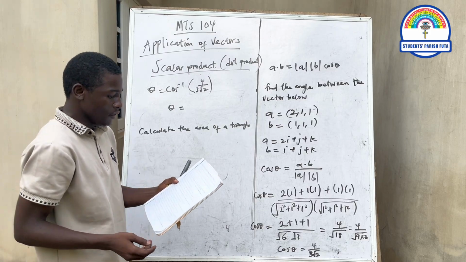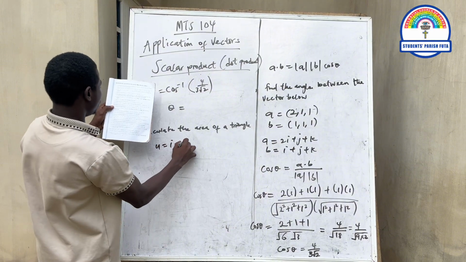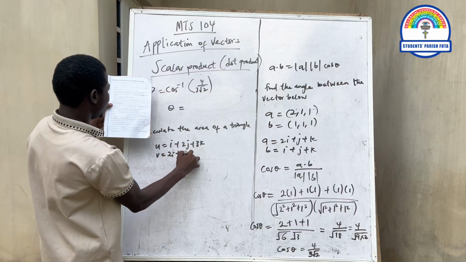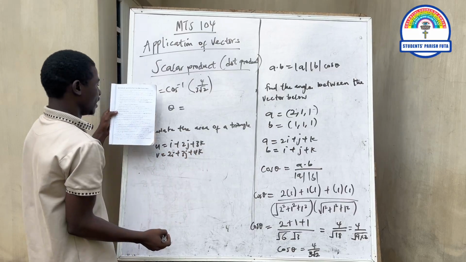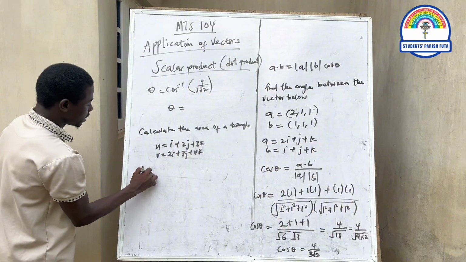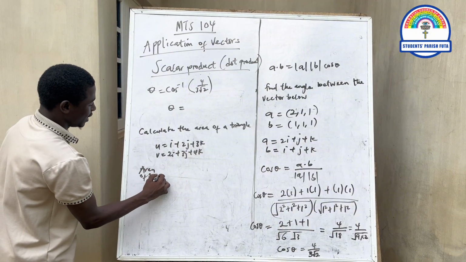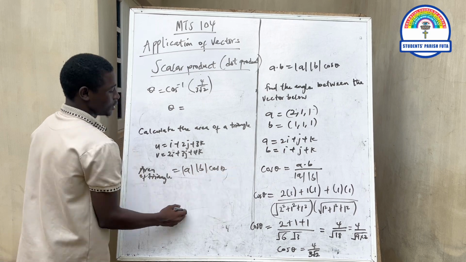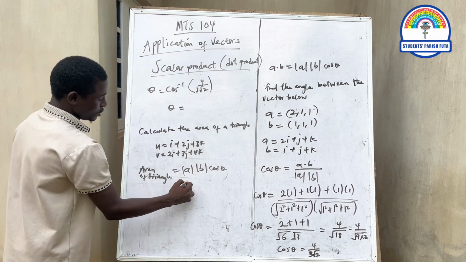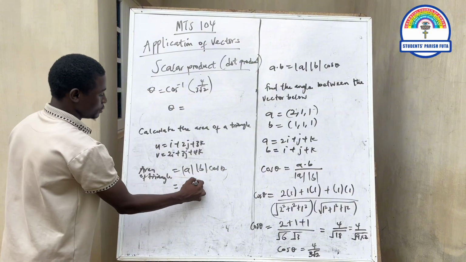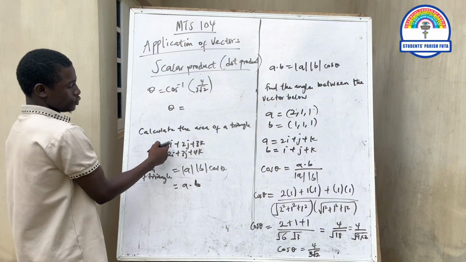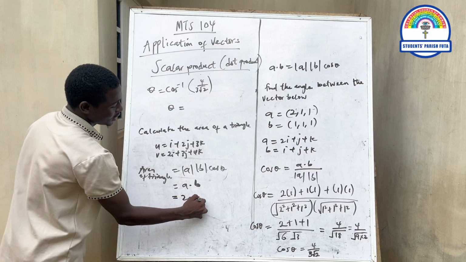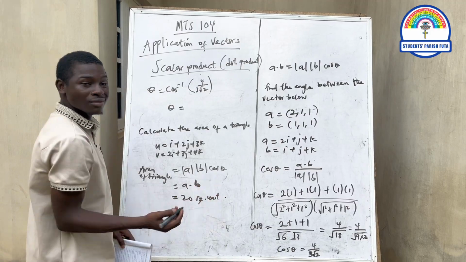So the question says if u equals i plus 2j, v equals 2i plus 3j plus 4k, represent the sides of the triangle. So find the area of the triangle. The area of the triangle is ab cos theta. So what do you need to do? Just know that ab cos theta is the same thing as a dot b. So get the a dot b. 2 plus 6 plus 12. 2 plus 6, 8 plus 12, 20. So that is 20 square units. So that's one of the applications.